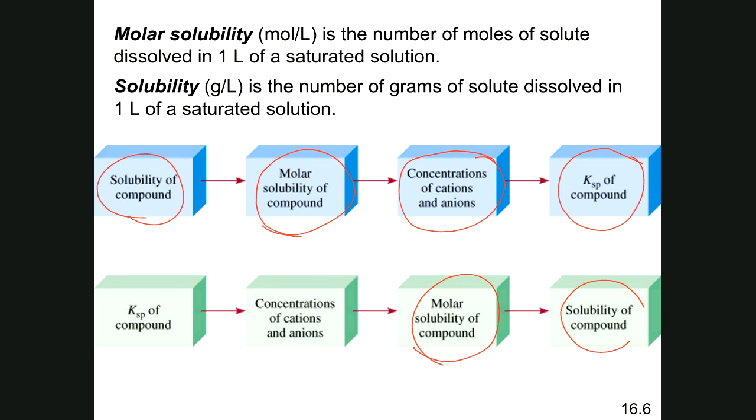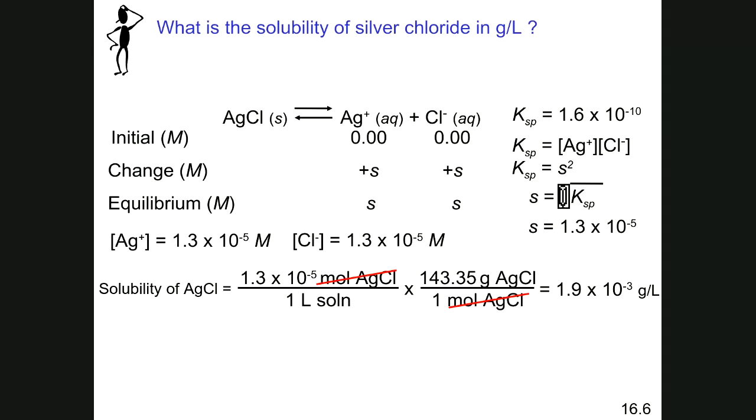So molar solubility is the number of moles of solute dissolved in 1 liter, but solubility is the amount of the compound that is soluble per liter, expressed in grams. So if you find the molar solubility, you multiply by the molar mass, and we can change that to solubility, because solubility is gram per liter. This is a mole per liter. So molar solubility versus the solubility.